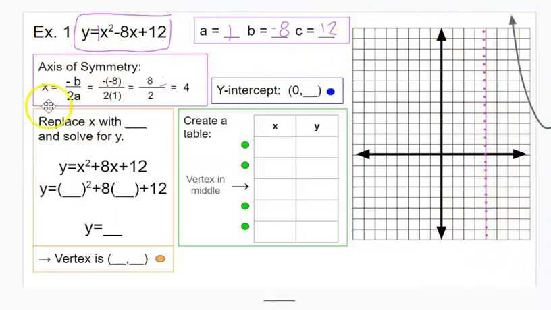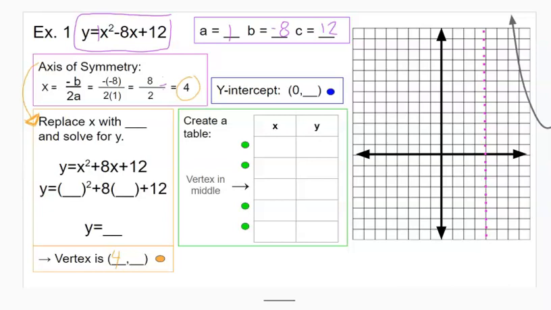Now I am going to solve for my vertex. Remember, the vertex always lies on the axis of symmetry. So the axis of symmetry is going to help us find our vertex, because this 4 is going to be the x number of our vertex. We know that number is the same. We saw that last lesson.